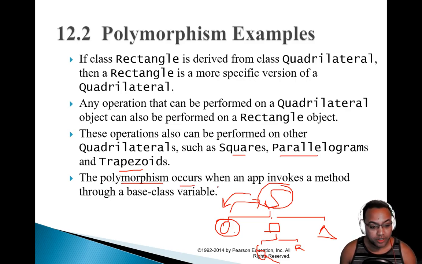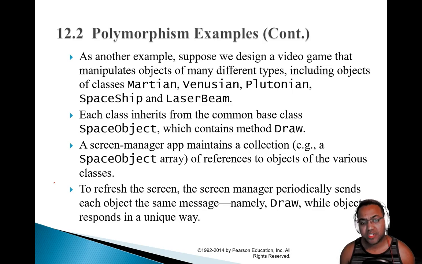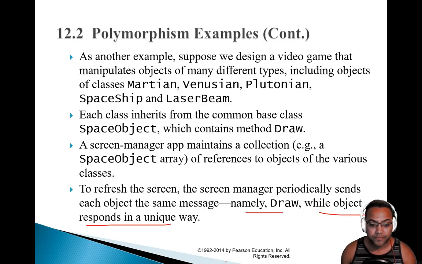The polymorphism occurs when an app invokes a method through a base class variable. As another example, suppose we design a video game that manipulates objects of many different types, including objects of classes Martian, Venetian, Plutonian, Spaceship, and Laserbeam. Each class inherits from the common base class SpaceObject, which contains the method draw. A screen manager app maintains a collection, a SpaceObject array of references to objects of the various classes. To refresh the screen, the manager periodically sends each object the same message, namely draw, while each object responds in a unique way.